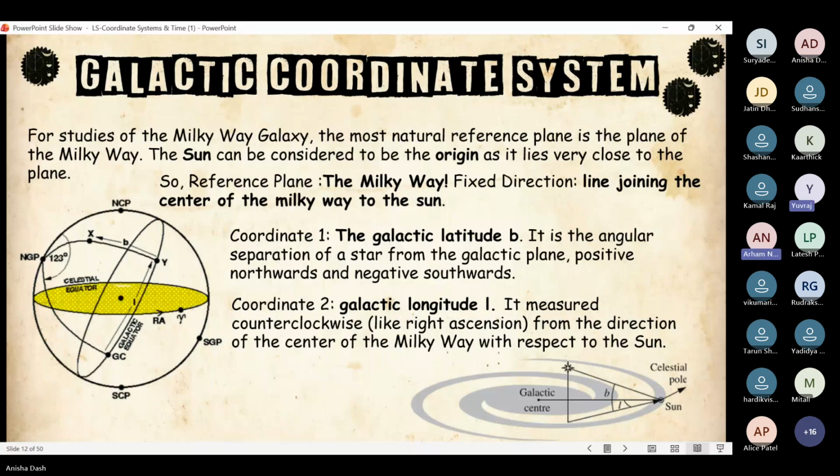Mainly the galactic latitude b, as it's written, that is the angular separation of a star from the galactic plane, positive northwards and negative southwards. So we are not taking the Milky Way as a simple flat plane, right? We are just taking it as a 3D surface, like a 3D plane here. There can be stars above the sun and stars below the sun. Oh, okay. Yeah, you're right.